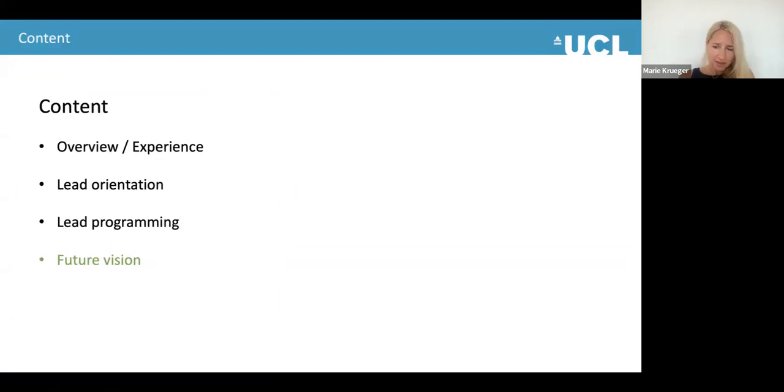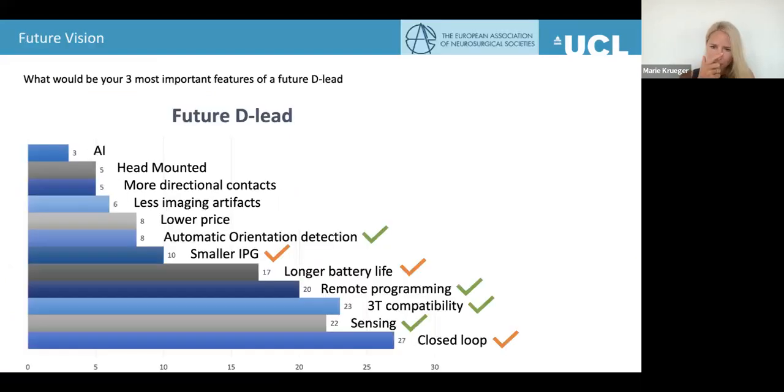Okay, last slide, future vision. I just wanted to pick out this question because I think it's very interesting, because this was the wish list of our authors. What do we want? A lot of these things we already have, I think. We have sensing in the Medtronic electrode. We have 3T compatibility also in the Medtronic electrode, but to be honest, we do 3T post-op scans with our Boston leads as well. You just have to do a few tests before.